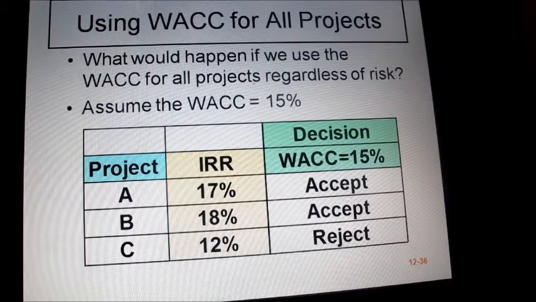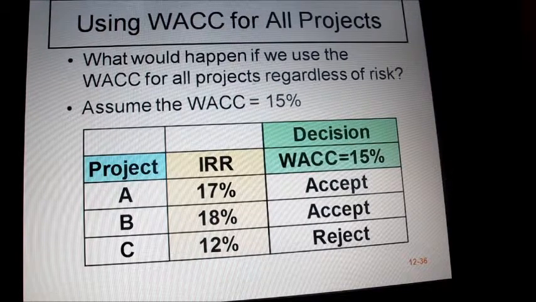So what would happen if we use the WACC for all projects regardless of risk? We assume a WACC of 15%. So we have a bunch of projects here, project A, B, C. Each of them has an IRR associated with it, 17, 18, 12%. And we're making decisions based on the IRR. Our weighted average cost of capital, again, was 15%. So 18 is bigger than 15, 17 is bigger than 15. So you accept those two projects and you reject project C.